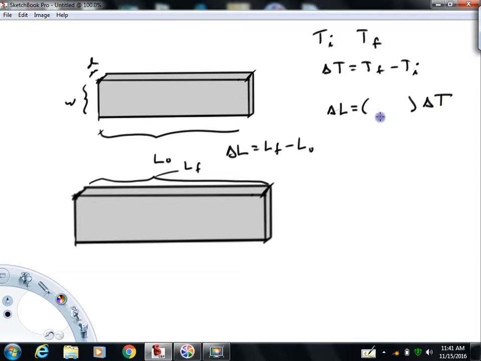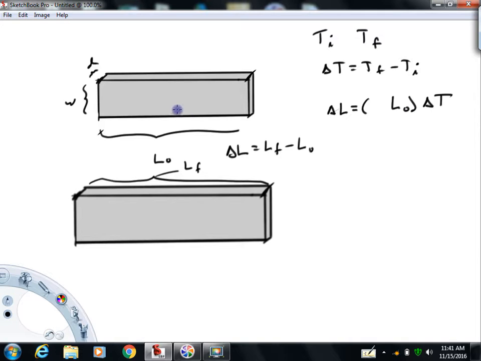Now, the constant here is going to depend on the original length of this object. If I have one object that's 1 meter long and I have basically the same object that's 10 meters long, I run them both through the same temperature change. The 10-meter object will change in length quite a bit more than the 1-meter object. In fact, 10 times more. So whatever this constant is for this material, it depends on the original length.